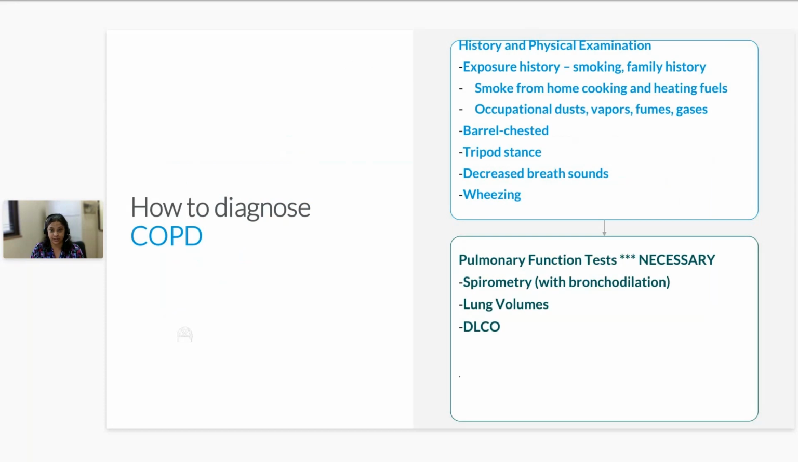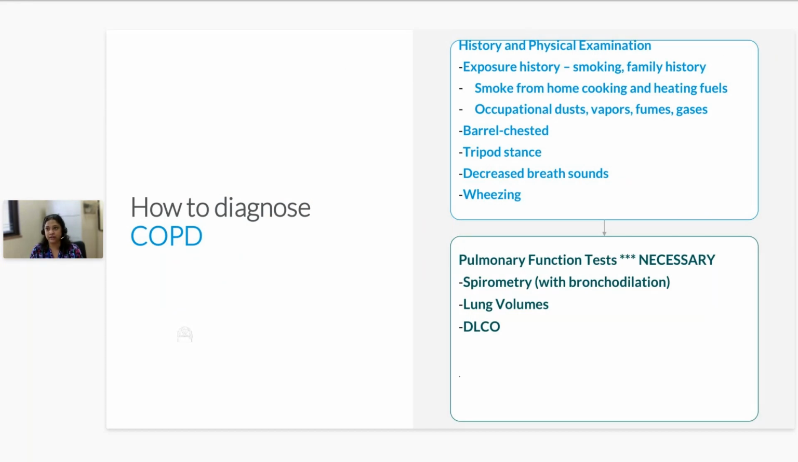So, how do we diagnose COPD? History is the most important thing that we do in our practice, right? Is to get a good history, and then we use that physical examination then to support or refute what we're thinking about in our differential diagnosis after we take that history.